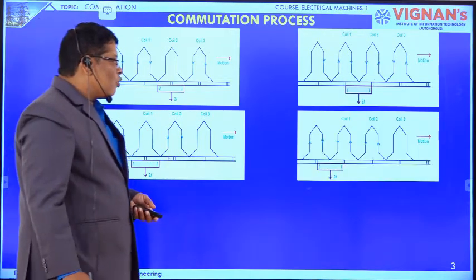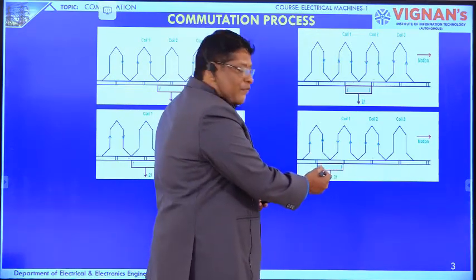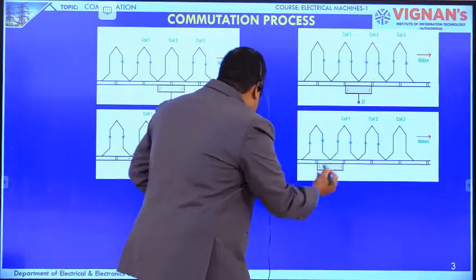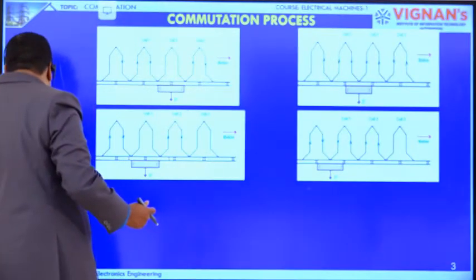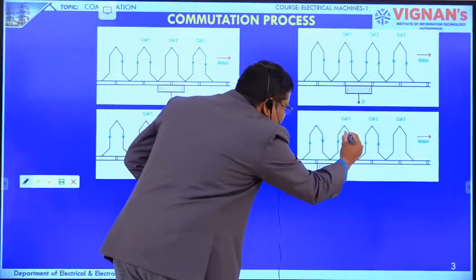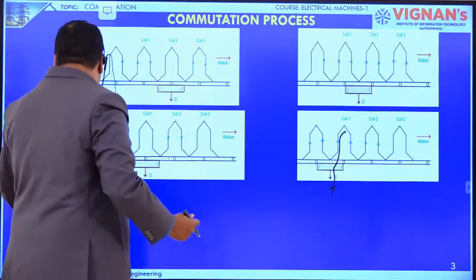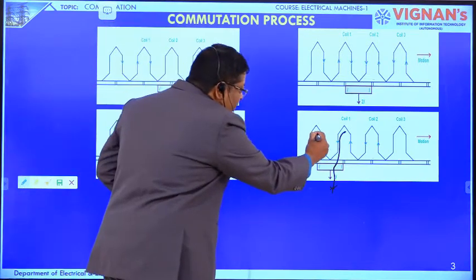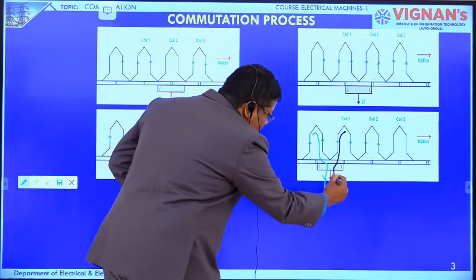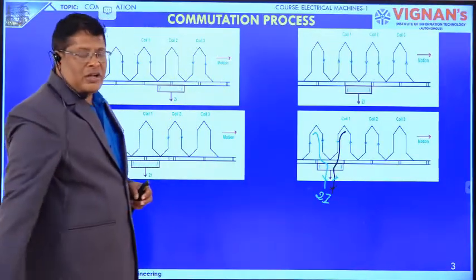In position 4, the total 2I amperes of current is coming from coil 1 and coil 2. I amperes of current is coming from coil 1 in this manner, and the remaining I amperes of current is coming in this manner. The total 2I amperes of current goes to the load.